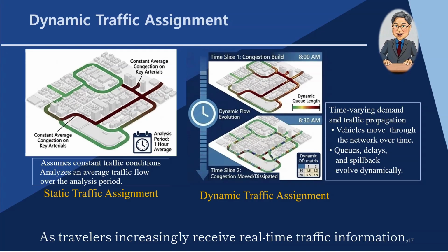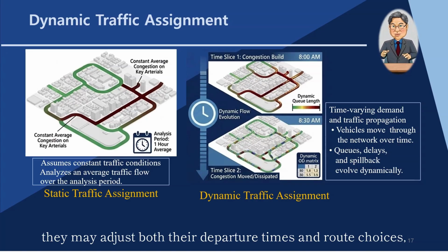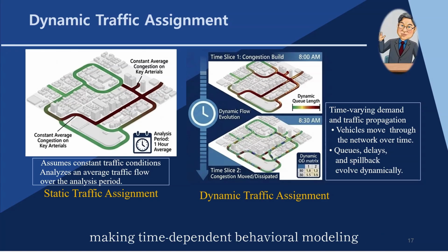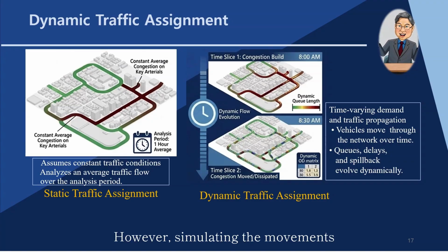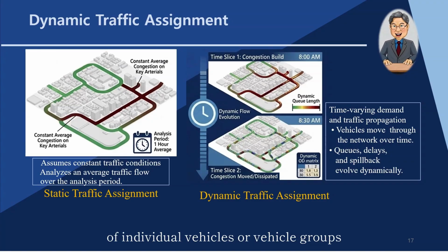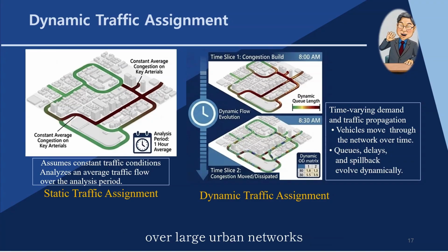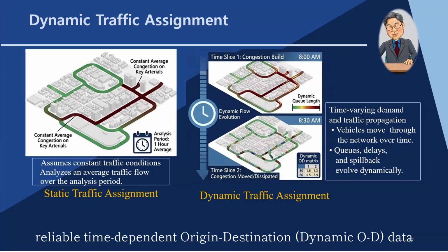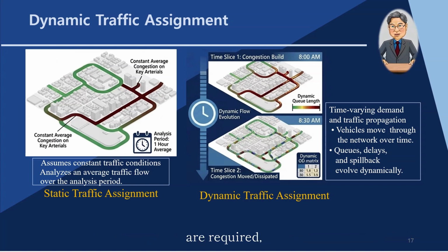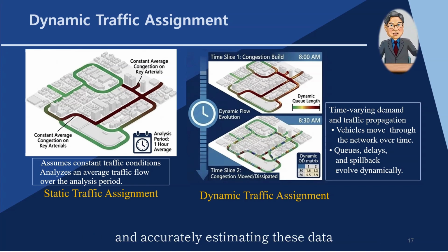Dynamic traffic assignment gained significant attention with the rapid development of intelligent transportation systems, ITS. As travelers increasingly receive real-time traffic information, they may adjust both their departure times and route choices, making time-dependent behavioral modeling increasingly important. However, simulating the movements of individual vehicles or vehicle groups over large urban networks requires substantial computational resources. Furthermore, reliable time-dependent origin-destination data, or dynamic OD, are required, and accurately estimating these data remains one of the major technical challenges.